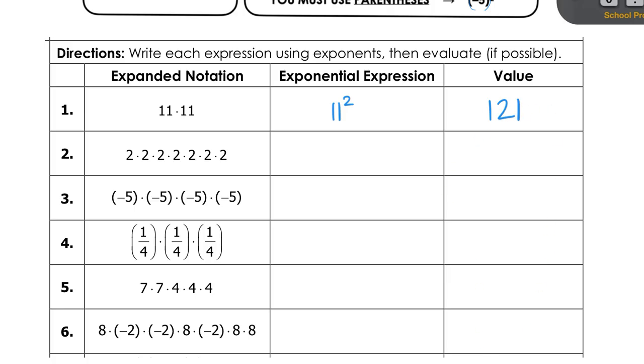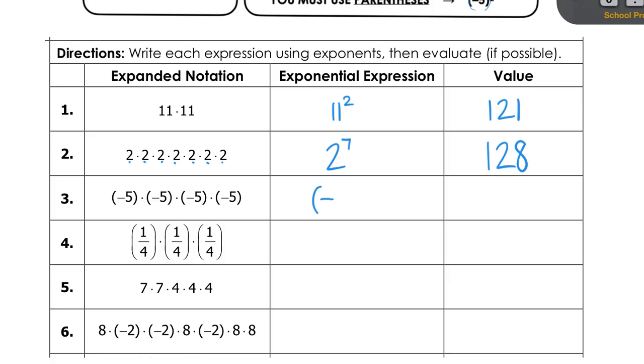You can go ahead and just type them in your calculator. All right, the next one, let's see, we have 1, 2, 3, 4, 5, 6, 7 twos. So this would be 2 to the 7th power. And then go ahead and practice typing that in your calculator. 2 to the 7th power gives us 128.